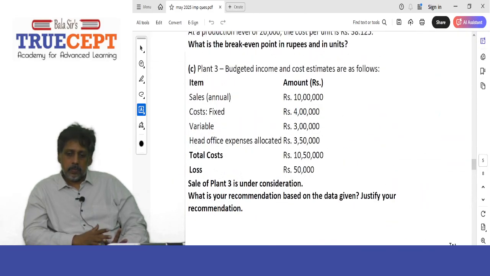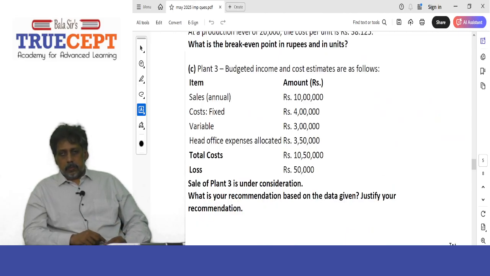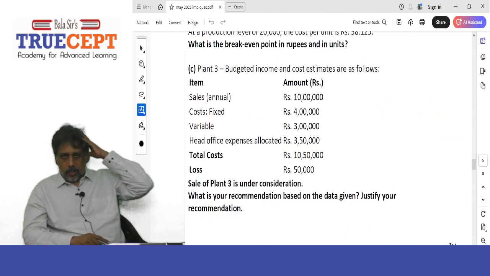Plant 3, budgeted income and cost estimates are as follows. Item and amount are given. Sales annual 10 lakh. Cost: fixed 4 lakh, variable 3 lakh, head office expenses allocated 3 lakh 50,000. Total cost 10 lakh 50,000. Loss 50,000. Sale of plant 3 is under consideration. What is your recommendation based on the data given? Justify your recommendation. Okay, just go to the solution.